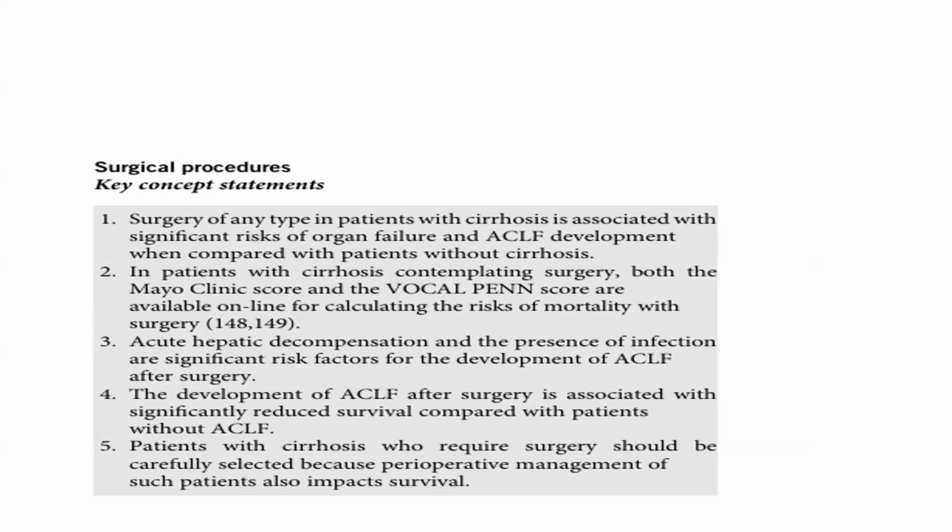Acute hepatic decompensation and presence of infection are significant risk factors for development of ACLF after surgery. The development of ACLF after surgery is associated with significantly reduced survival compared with patients without ACLF. Patients with cirrhosis who require surgery should be carefully selected because perioperative management of such patients also impacts survival.